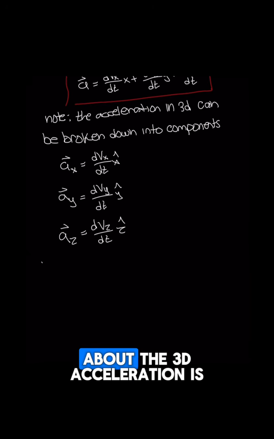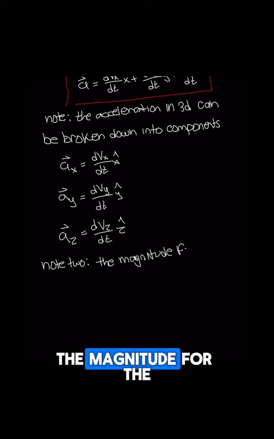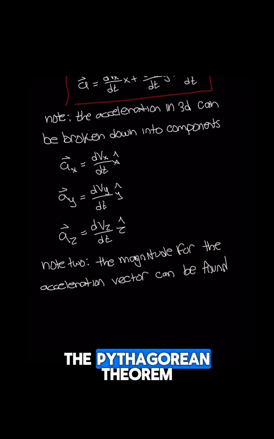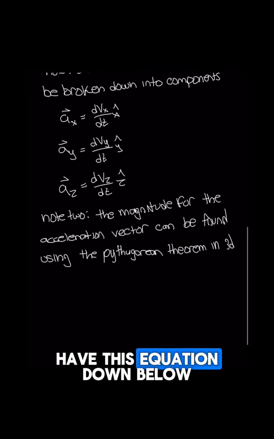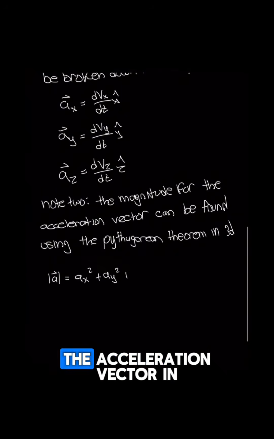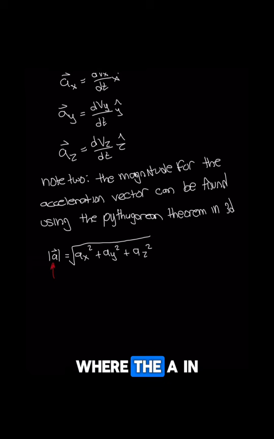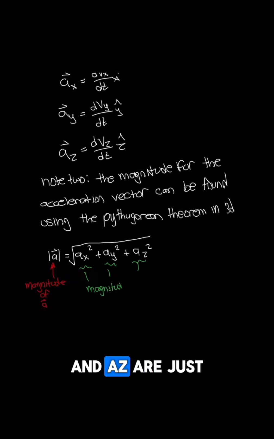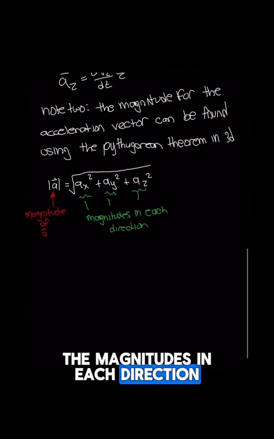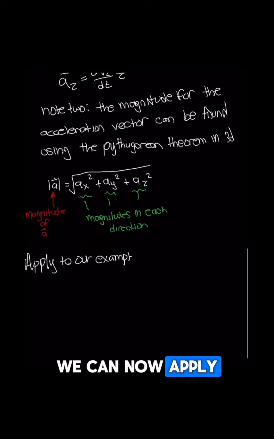Another note about the 3D acceleration is that the magnitude for the acceleration vector can be found using the Pythagorean theorem in 3D. We have this equation down below. This is how we find the magnitude of the acceleration vector in 3D, where the a in the square brackets is just the magnitude of the a vector, and then these ax, ay, and az are just the magnitudes in each direction. So now that we know everything we need to know, we can now apply back to our example.